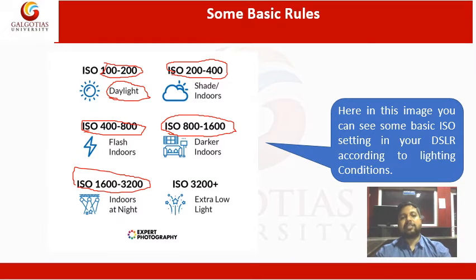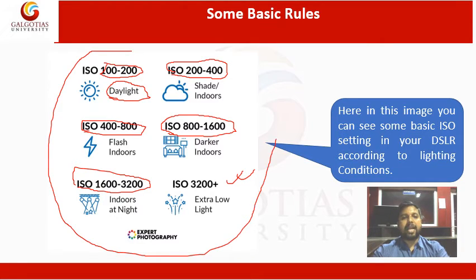And if it's extremely low light, that means if you are going to photograph stars or fireworks, then you have to use ISO 3200 plus. That means whatever range your camera is providing, you have to use that range. But all the ISO depends upon the lighting condition, which type of lighting condition you have in your location. So I think you all understand the use of ISO.